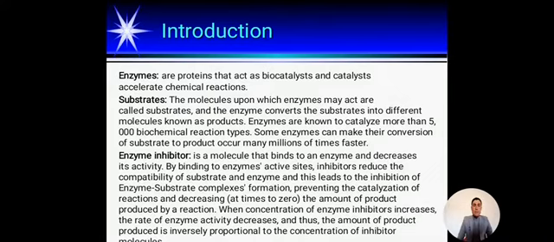By binding to the enzyme's active site, inhibitors reduce the compatibility of substrate and enzyme, and this leads to the inhibition of enzyme-substrate complex formation, which prevents the catalyzation of the reaction and decreases the amount of product produced by a reaction.